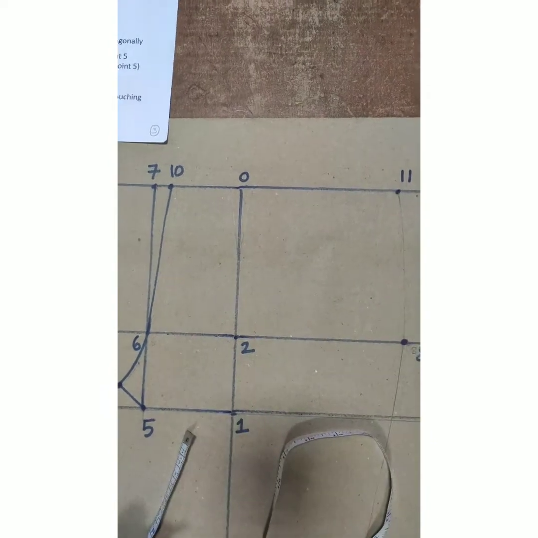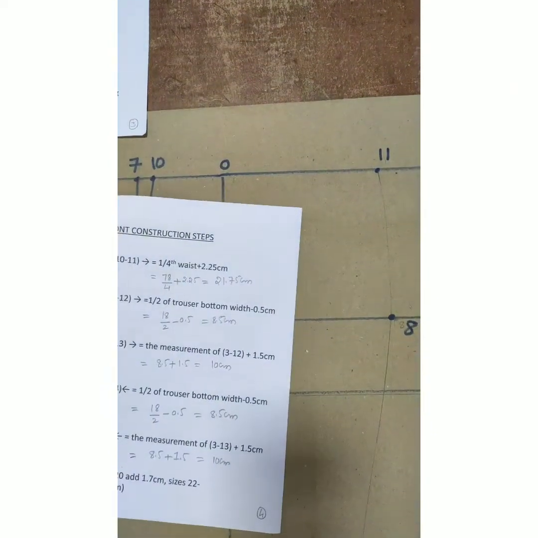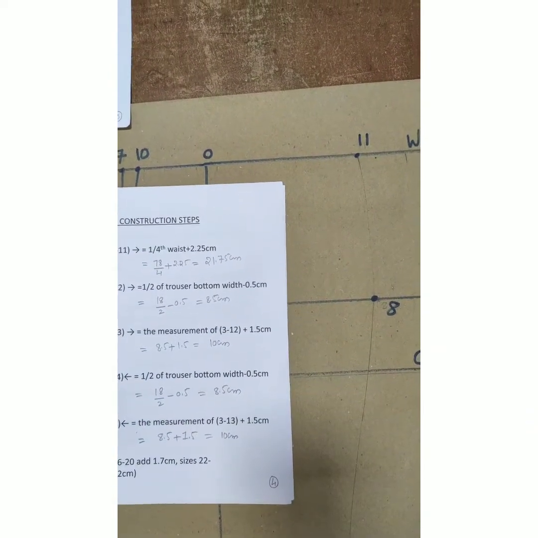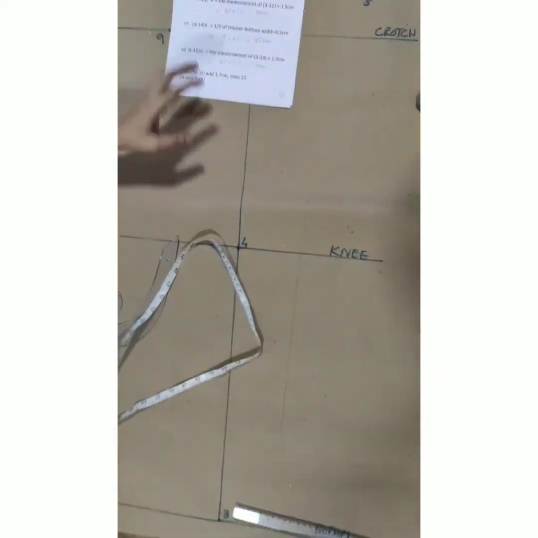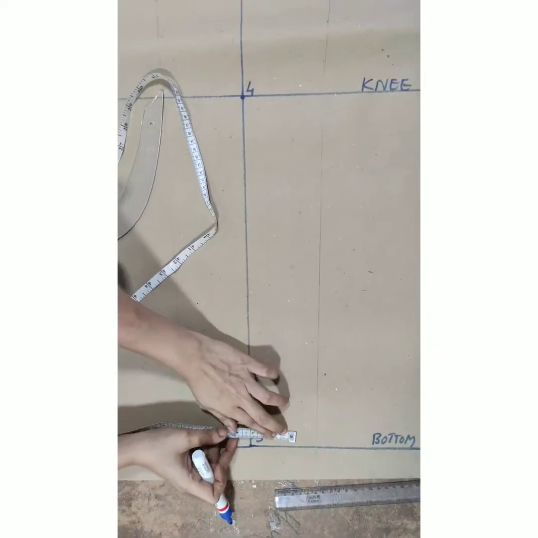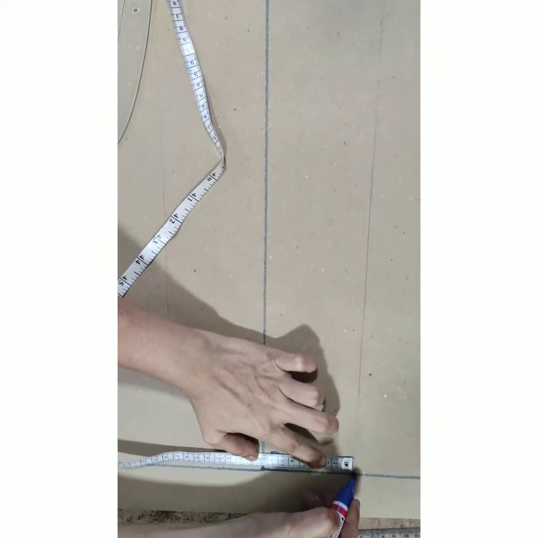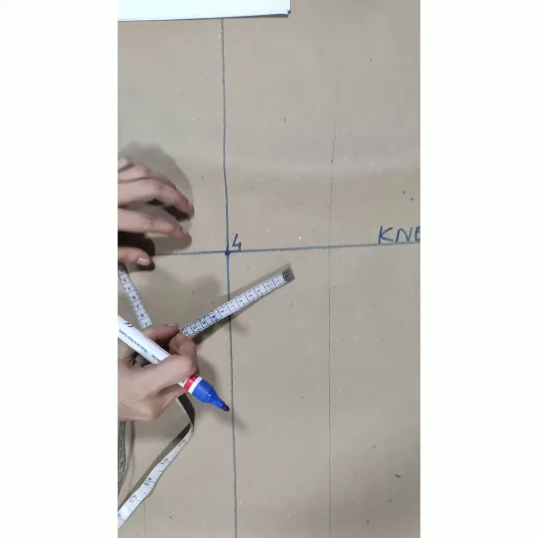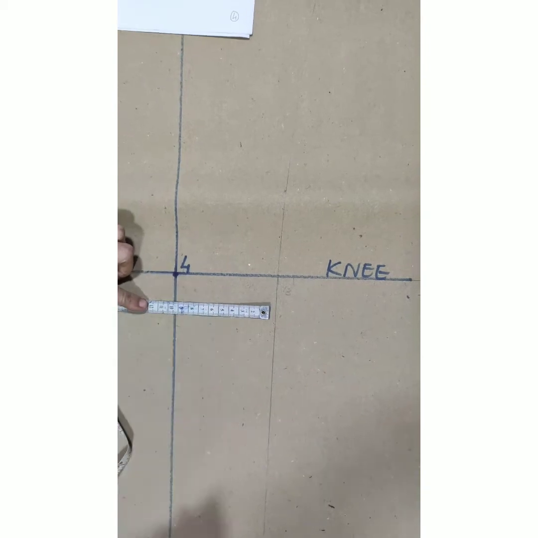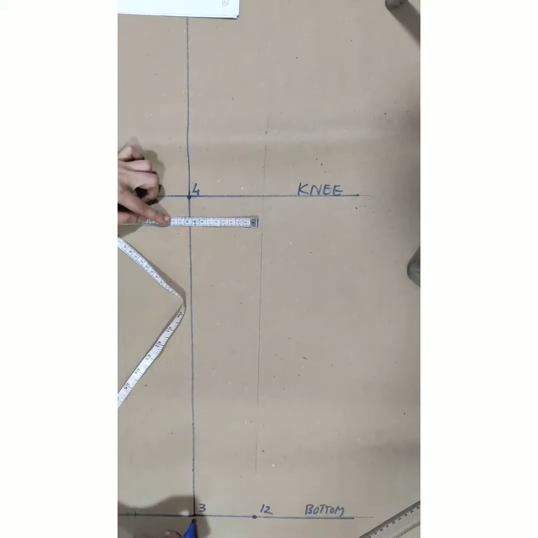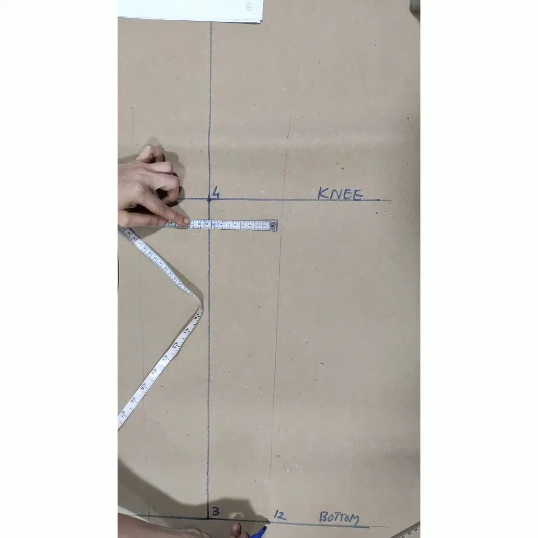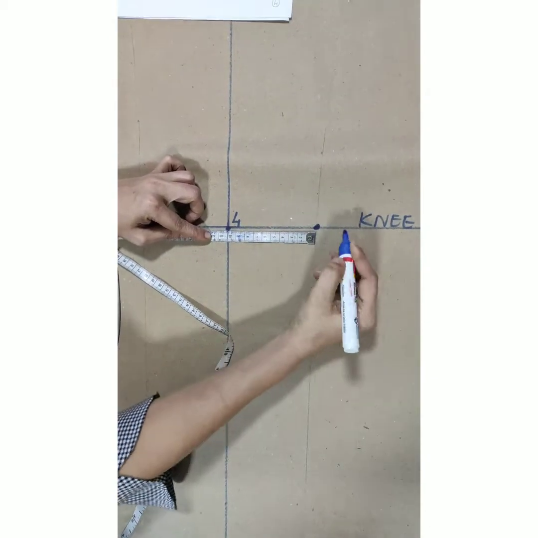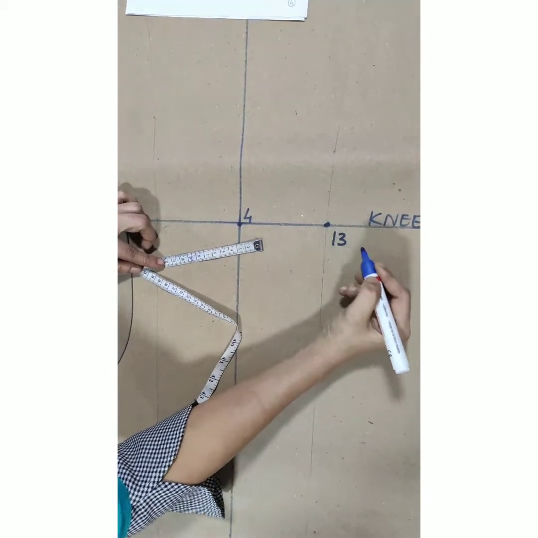Now 3 to 12, half of trouser bottom width minus 0.5 centimeter, which is 8.5 centimeters towards the right direction. From 3 is at the bottom level. So from 3 you are marking 8.5 centimeters. This is point number 12. Now 4 to 13 is the measurement of 3 to 12 plus 1.5. So the measurement of 3 to 12 is 8.5. Then to that you are adding 1.5, which is 10 centimeters. So this is point number 13.